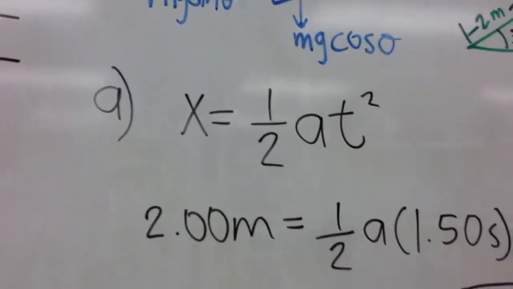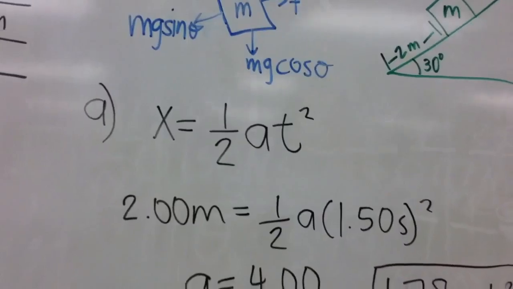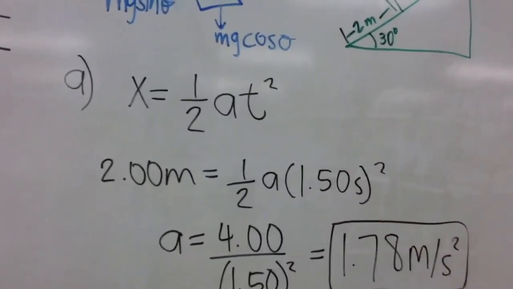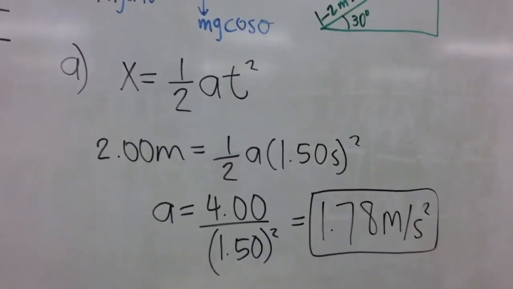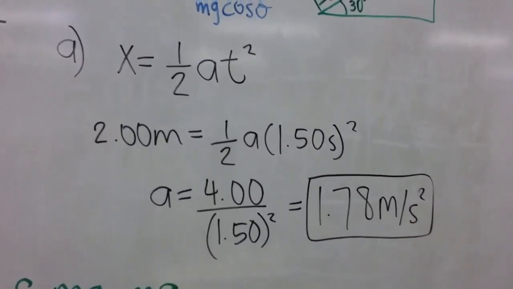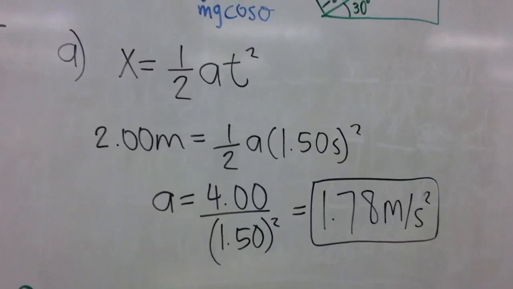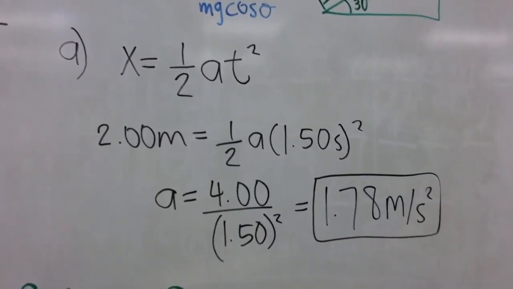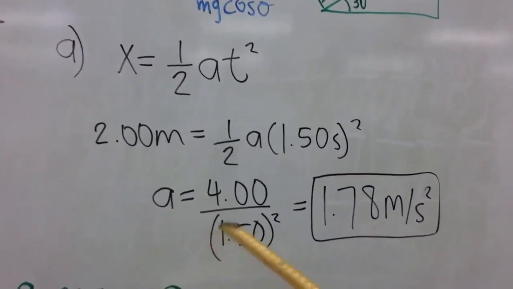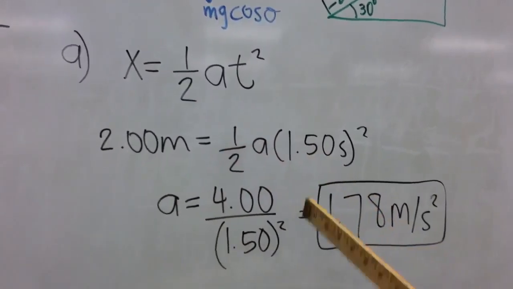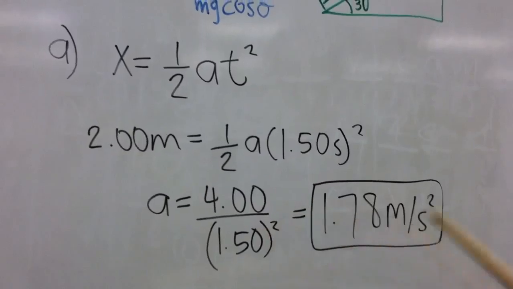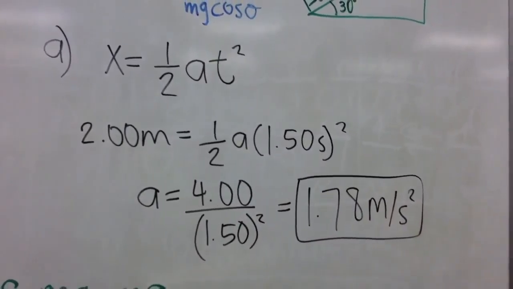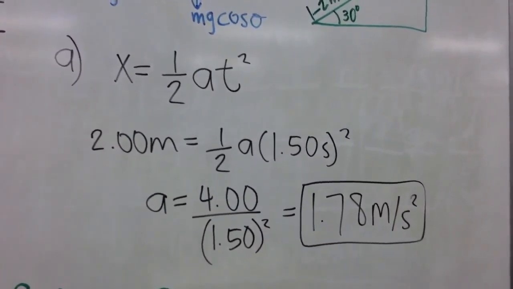Now for the first part we're solving for acceleration, so we need a formula, and that formula is x equals 1/2 acceleration times time squared, and we already have time and x, which is the distance, so we can solve for a by isolating a by itself, plugging in the numbers that we have, and we come to 4 over 1.5 squared. Multiplying that out, we get the acceleration, which is 1.78 meters per second squared.